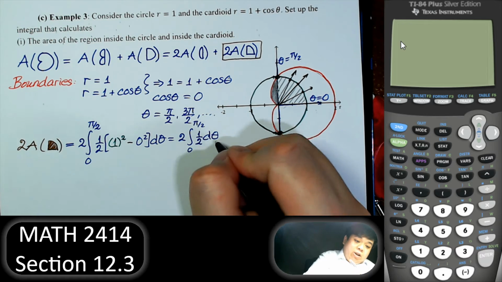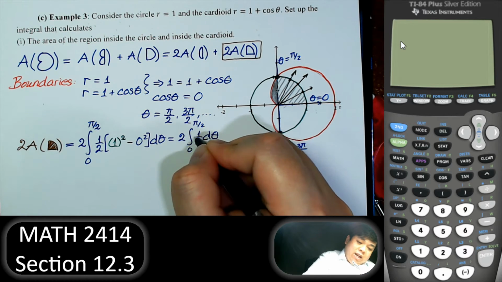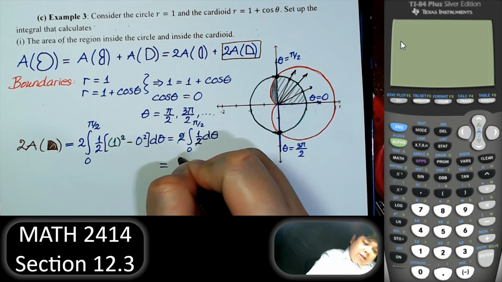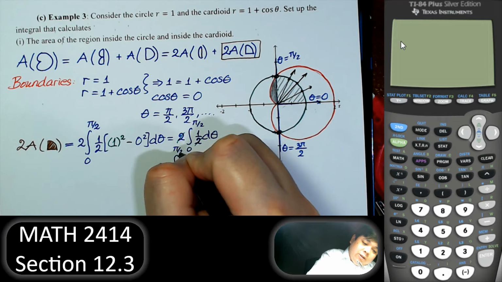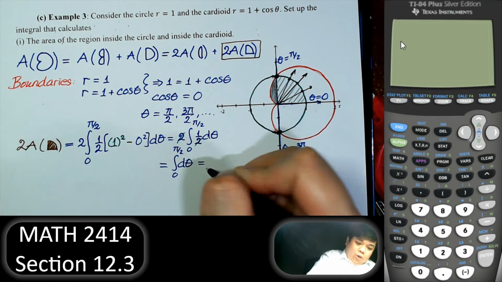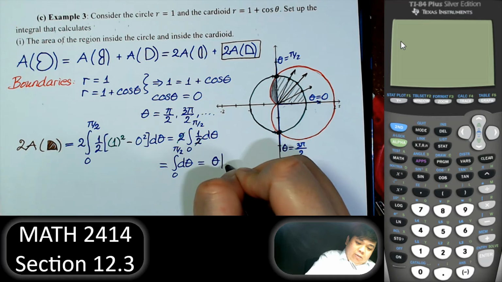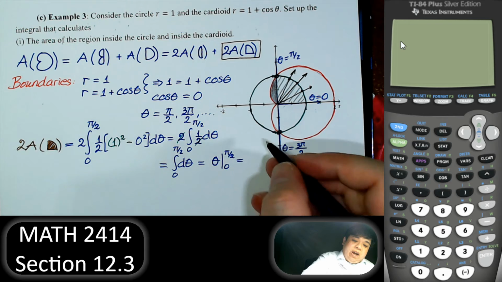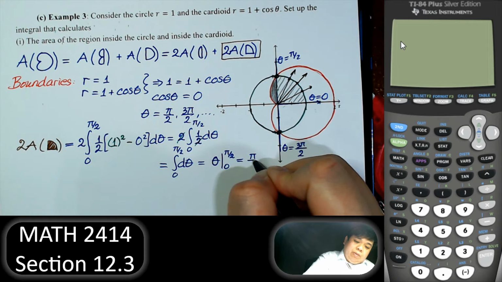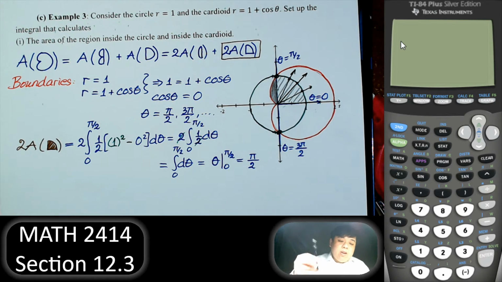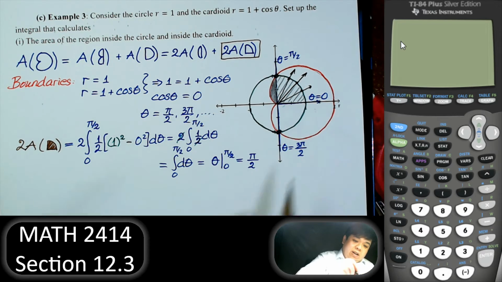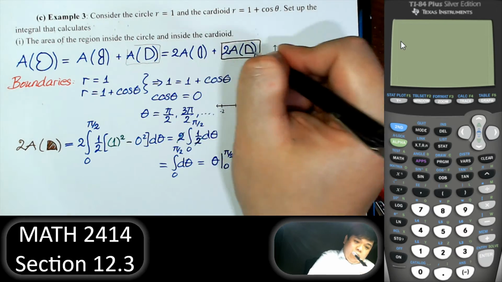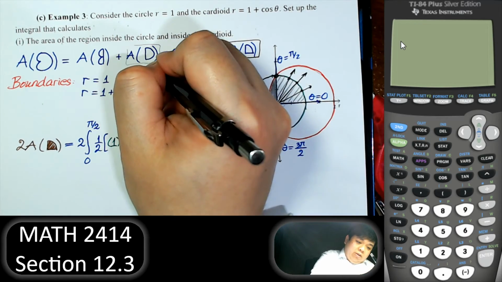Now this one we actually can do. So the 2 and 1/2 cancel out. So we just have the integral from 0 to pi over 2 of d theta, which will be just theta from 0 to pi over 2. So substitute in here, we have pi over 2. So the area of the whole thing, so this area, or 2 times that, is equal to pi over 2.